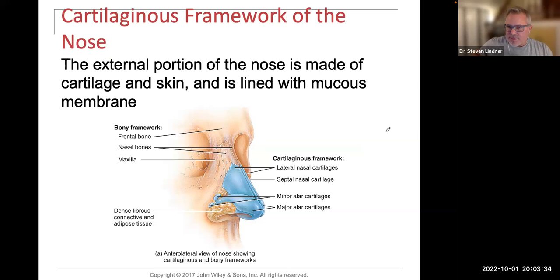Again, the external portion of the nose is made of cartilage and skin, and it's lined with mucous membranes. So here's the cartilaginous framework. There is a lateral nasal cartilage, and in the center, we have the septal nasal cartilage. Sometimes people will say, oh, they have a deviated septum. That's right here in the center. And then we have these minor and major alar cartilages. And then we have some dense fibrous connective tissue here with some fat cells or adipocytes or adipose tissue.